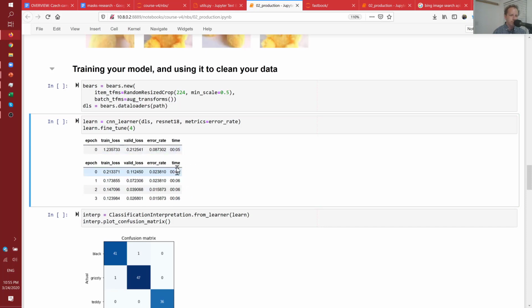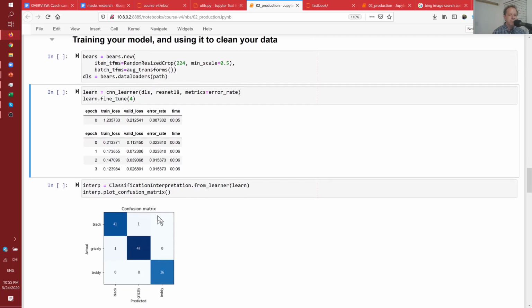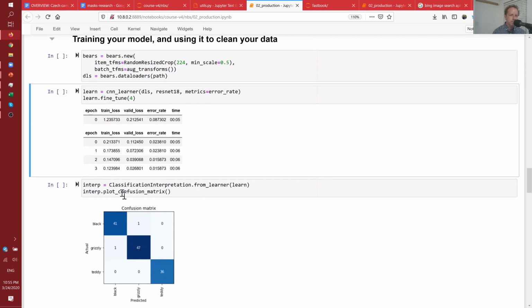And after training for about 25 seconds. So you can see, you know, we've only got 450 images. We've trained for well less than a minute. And let's look at the confusion matrix. So we can say, I want to create a classification interpretation class. I want to look at the confusion matrix.